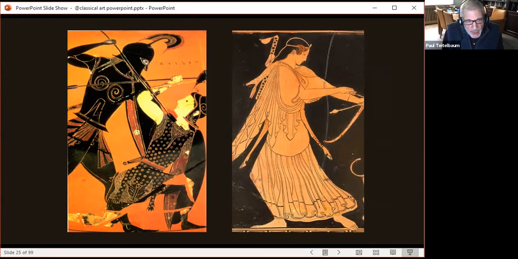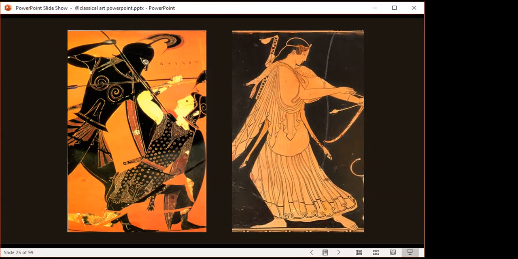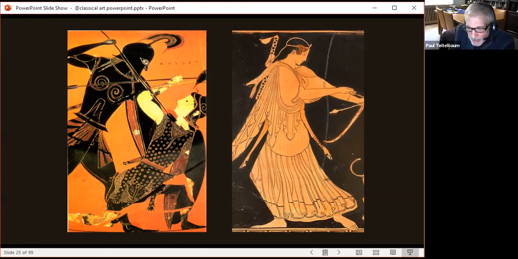Both Artemis and Penthesilea are in a kind of prototypical conventional position. They're moving in one direction, but their head is looking back in the other direction over their shoulder. But if you look at Penthesilea, there's no twist in her head. But if you look at Artemis, there's a twist in her waist. There's much more volume, and she occupies space.